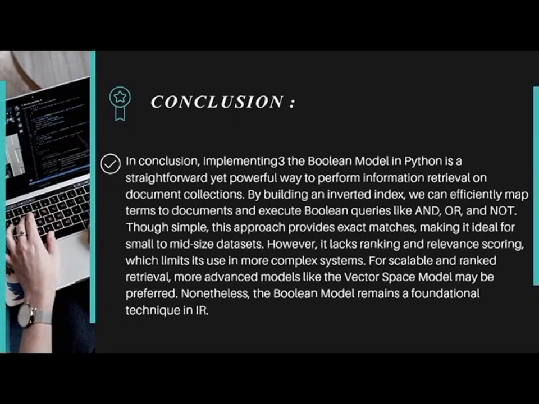Okay, let me conclude this. The Boolean model is a straightforward and effective method for information retrieval when working with a document collection. It uses an inverted index to map the terms to the documents where they appear, which allows it to process Boolean queries like AND, OR, and NOT. This approach is simple and efficient, making it suitable for small to medium-sized datasets also, because it provides exact matches.